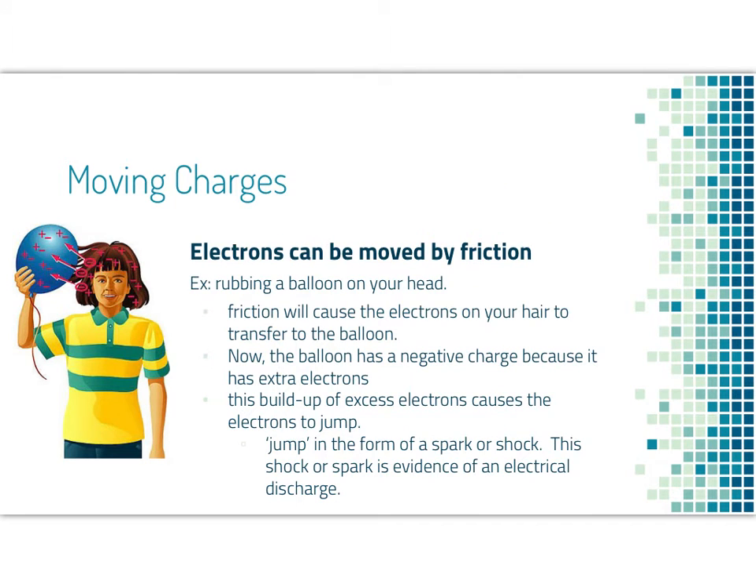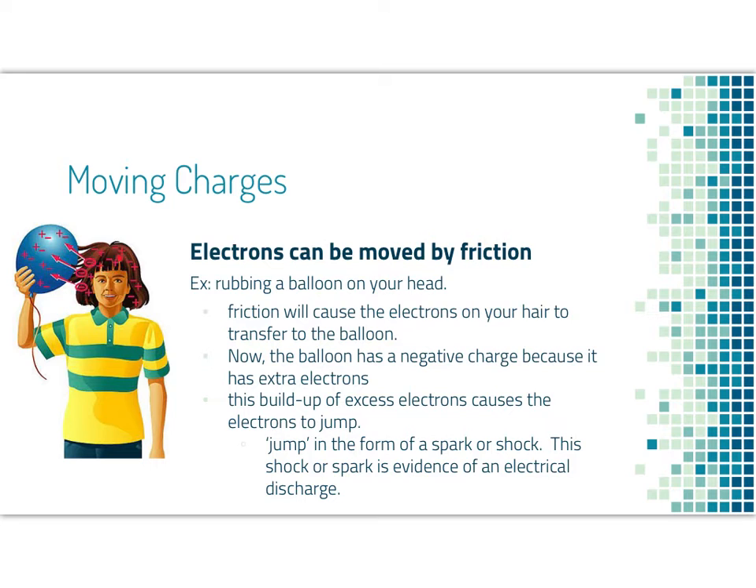Electrons can be moved by friction. So for example, rubbing a balloon on your head. Friction will cause the electrons that are in your hair to transfer to the balloon. Whatever is moving is what is going to gain the electrons.